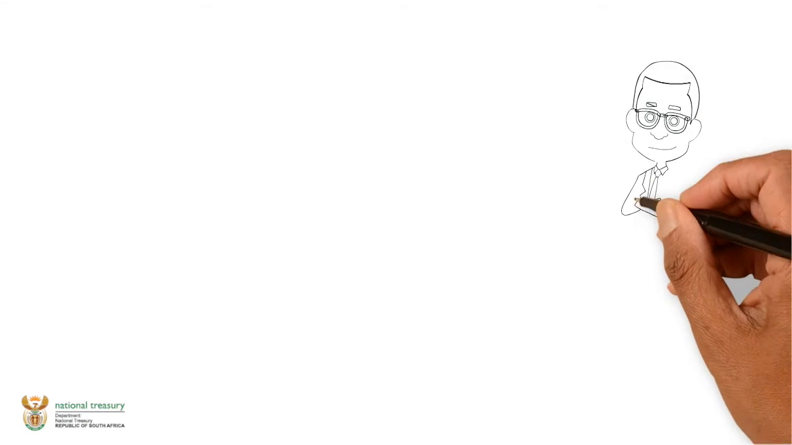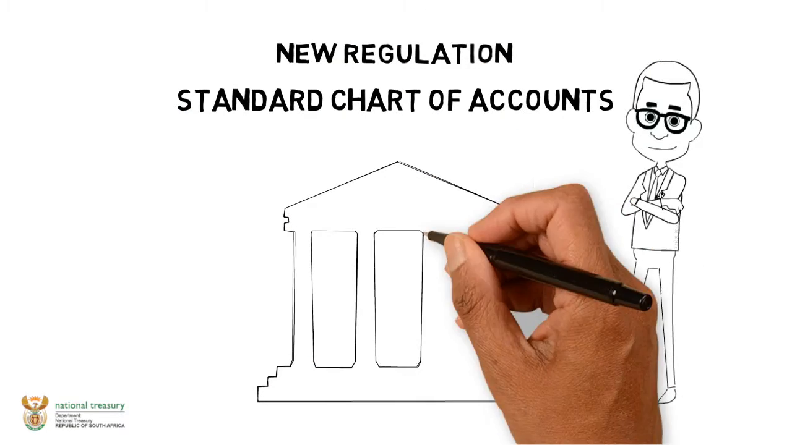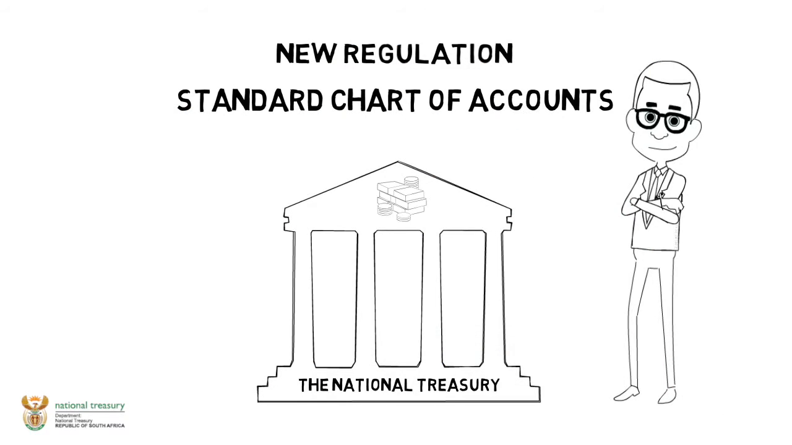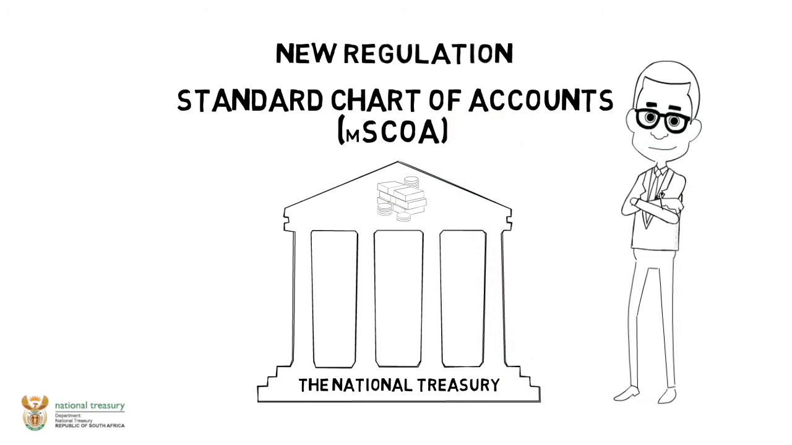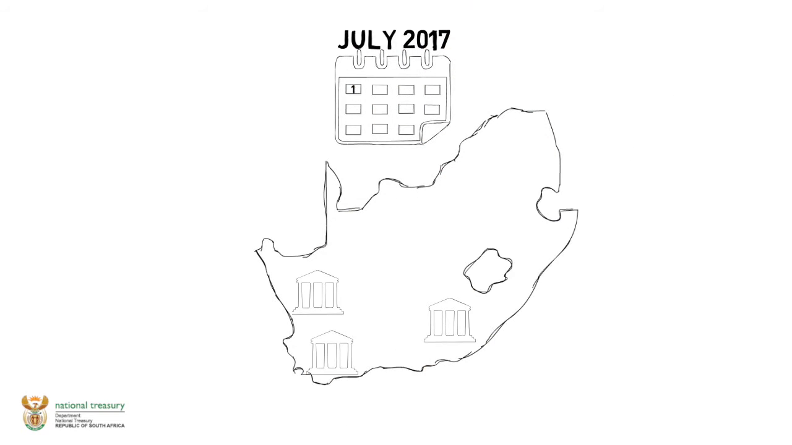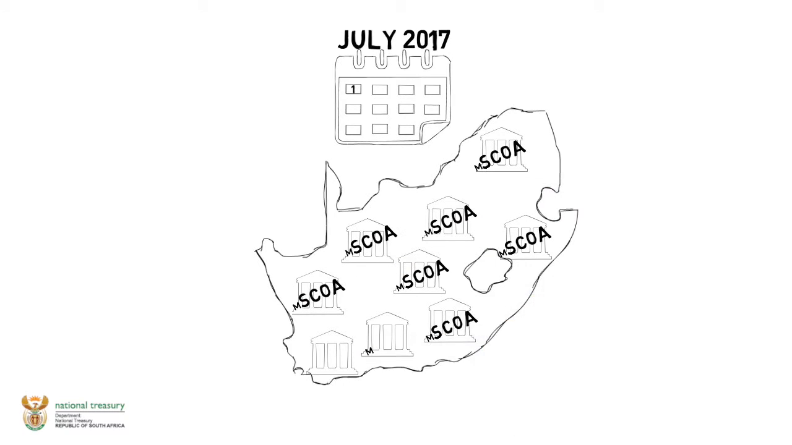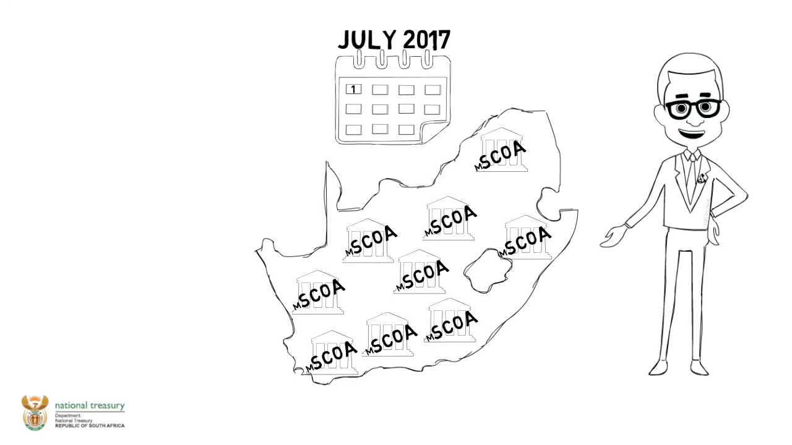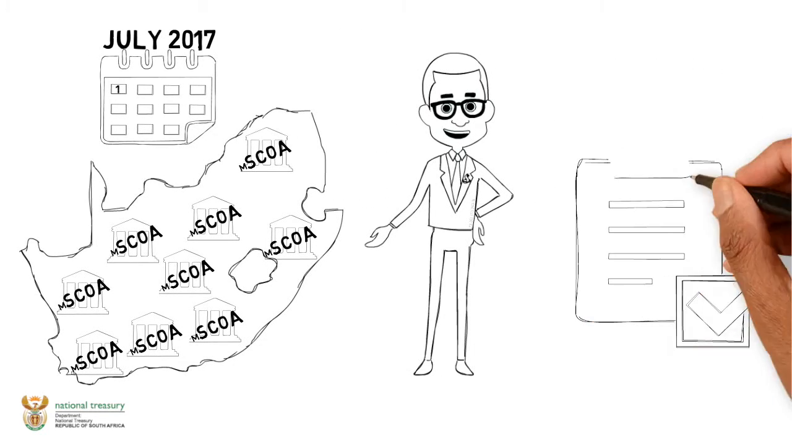Hi, I'm here to explain the implications of a new regulation on the Standard Chart of Accounts issued by the National Treasury, which is commonly referred to as the mSCOA. The short story is that from 1 July 2017, every local government institution in South Africa will have to comply with a new standardized chart of accounts. And I'm here to help explain mSCOA and what is required to ensure compliance.